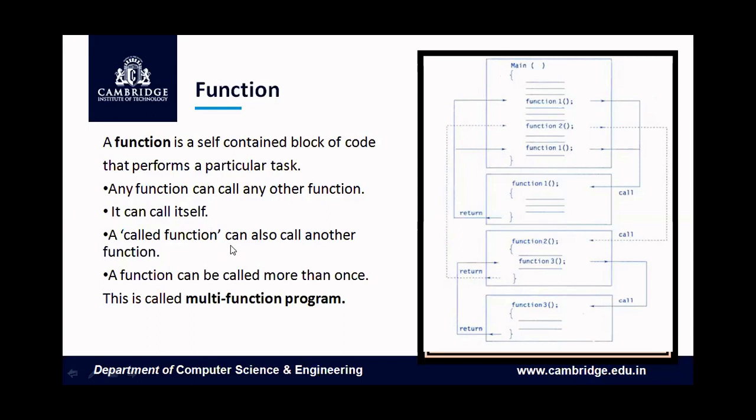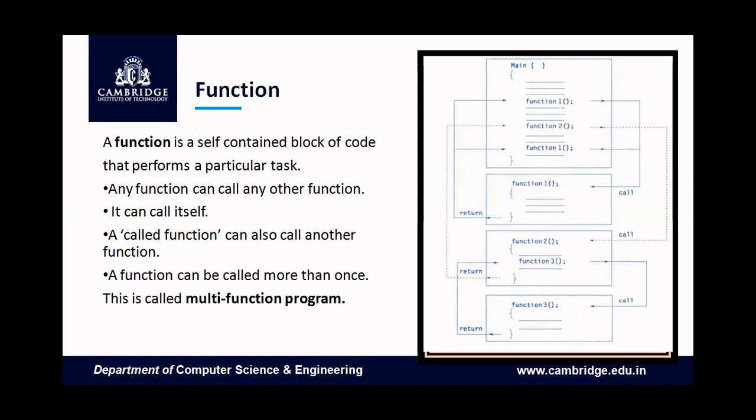A called function can also call another function. Here we are calling function 2 first. When the control goes there, function 2 is already a called function by the main function, yet it will make a call to function 3. That is the meaning of a called function. Here function 2 is a called function by the main function. It will again make a call to function 3. A called function can also call another function. A function can be called more than once. For example, in this main function, function 1 has been called more than once. As many times as you want, you can call it. However many times you want the task to be performed, that many times we can call the function.